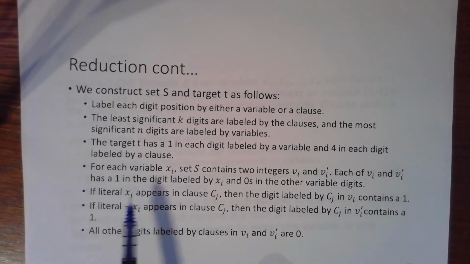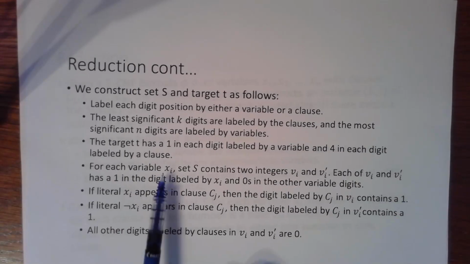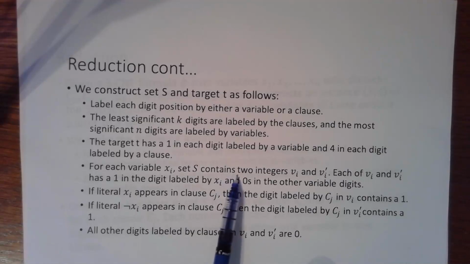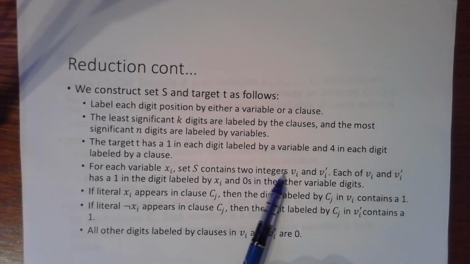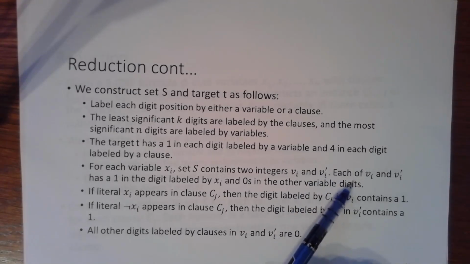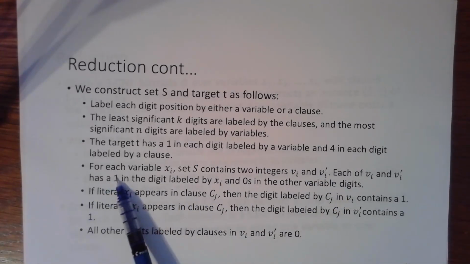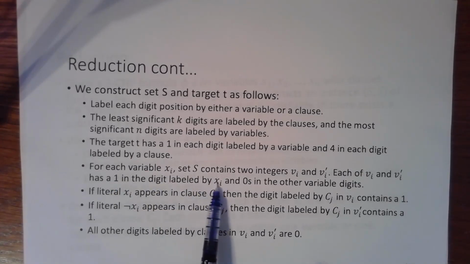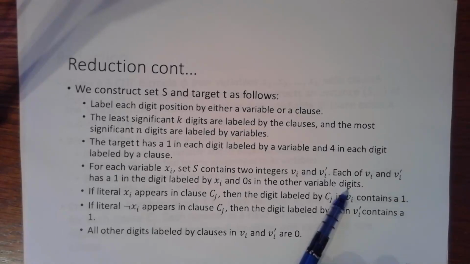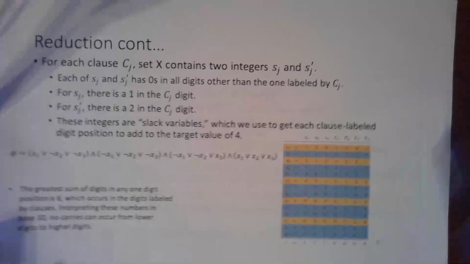And then for each variable, we're going to set S. The set S will contain two integers, v sub i and v sub i prime. And each of those has a 1 in the digit labeled by x sub i and 0 in the other variable digits. So let's look at that in the example.